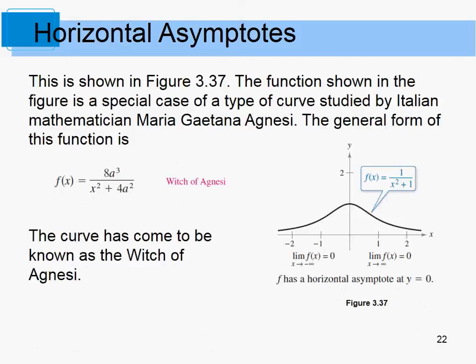Here is a graph that was made famous by an Italian mathematician, Maria Gaetana Agnesi. We call it the Witch of Agnesi. It's 8a cubed over x squared plus 4a squared. Why is that called the Witch of Agnesi? Because that's what they called her, and she was famous for discovering this formula for, I don't even know what we use it for. Don't memorize the Witch of Agnesi. Nobody cares. I mean, it's a cool graph and all.